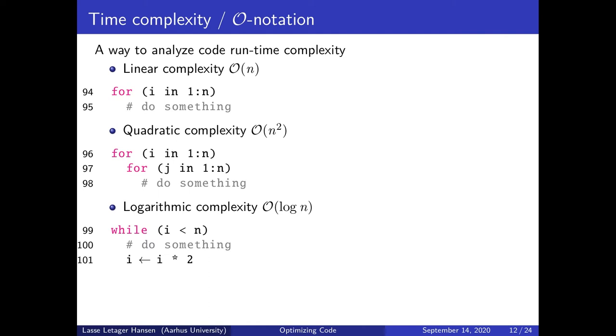And then finally, there's constant complexity, which means no matter how big your input size is, this operation will always take the same time. So the main takeaway from this slide is you have to look for for loops, because those are the primary culprits for increasing time complexity.